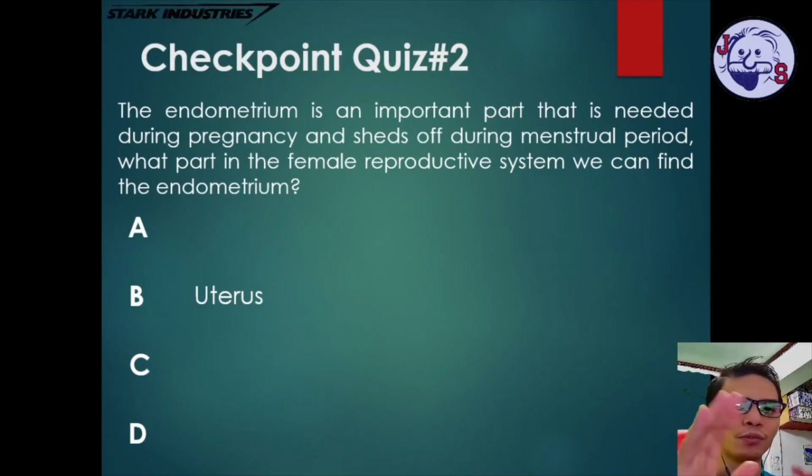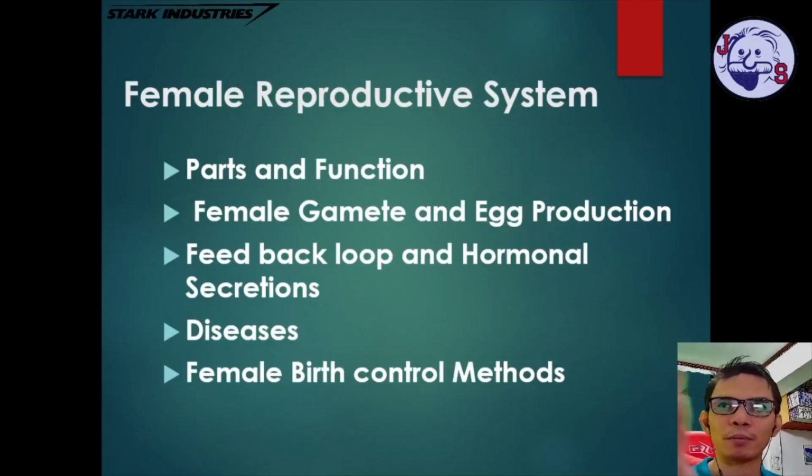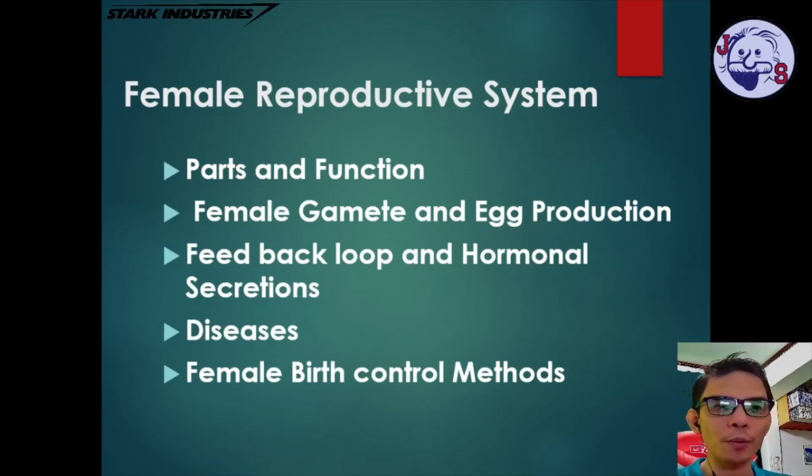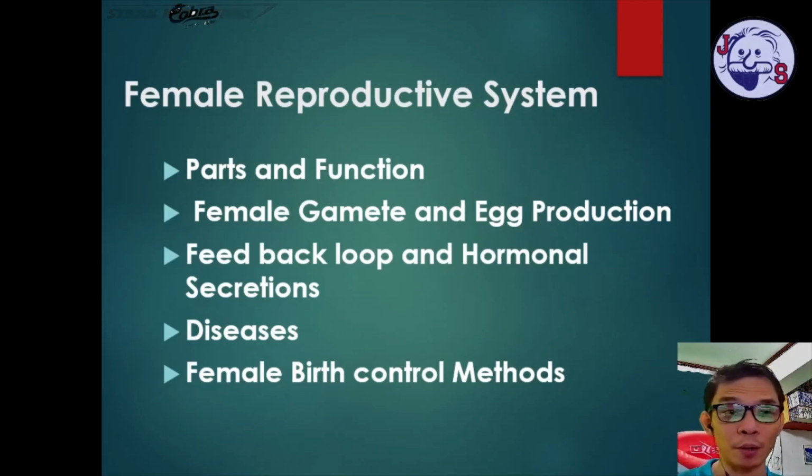With that, these are the parts and functions of the female reproductive system. Up next are the female gametes and egg production. What is a female gamete? What are the parts of a female gamete, just like the sperm cell? And the next one is the feedback loop. What is needed in order to produce an egg cell? What hormones are needed to produce an egg cell? This is very important in studying the female reproductive system. So let's try to find it out.